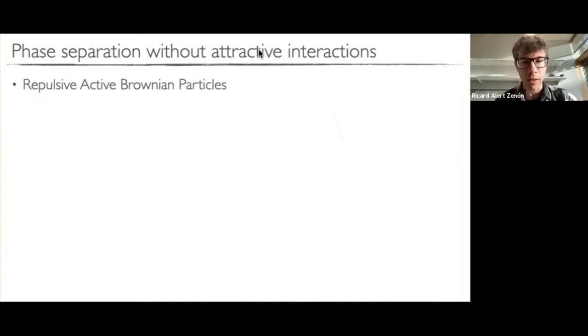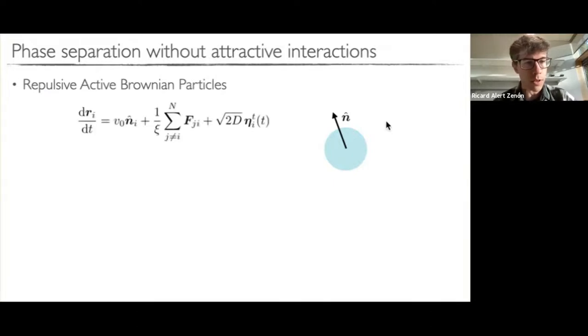And so it goes like this. Imagine that you have a Brownian particle and it's self-propelled because it moves along a given axis n. And now I'm going to write down the equation of motion for this particle. So it's an overdamped system. So the velocity of this particle is given by its self-propulsion at the speed v naught and direction n. Then there are interaction forces with other particles. And I will assume that these are purely repulsive, so no attraction at all. And then there's noise, thermal noise, let's say.